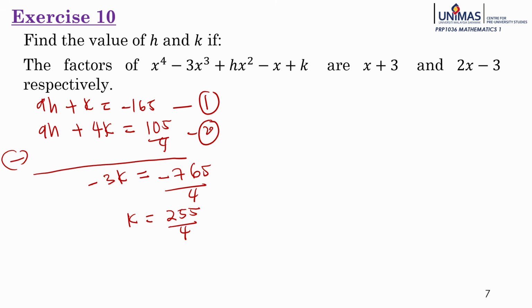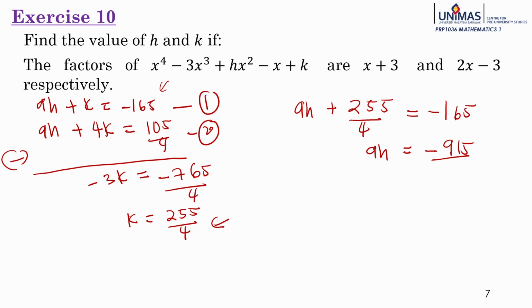Then we substitute the value of k into an equation, whether equation 1 or 2. I put it in the first equation, so that means 9h plus 255 over 4 equals negative 165. Then we simplify, we can get negative 915 over 4. Simplifying, we can get the answer h equals negative 365 over 12. So this is the final answer for h and k.